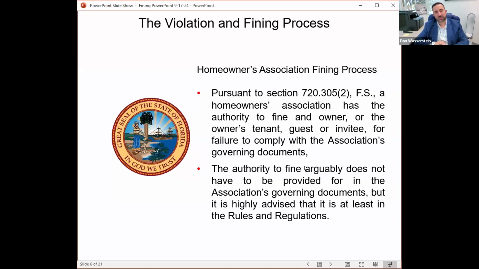For the HOA statute, it's very similar as far as the authority to fine. It's in 720.305. And again, it's basically the same set of people who are subject to fining, and the same argument with the language being in your governing documents. So what I would say, again, ideally, if you don't even have it in your declaration, you should at least at a board meeting just adopt a rule that says that you follow and will enforce fines based on the current version of the Florida statutes.